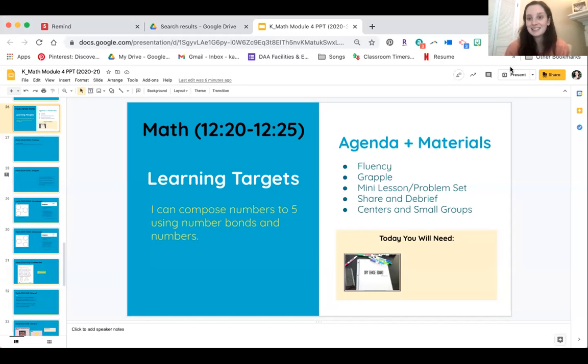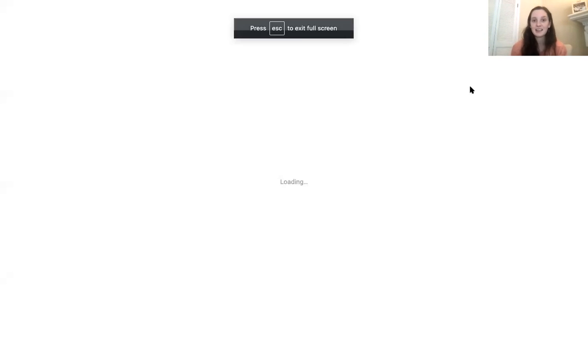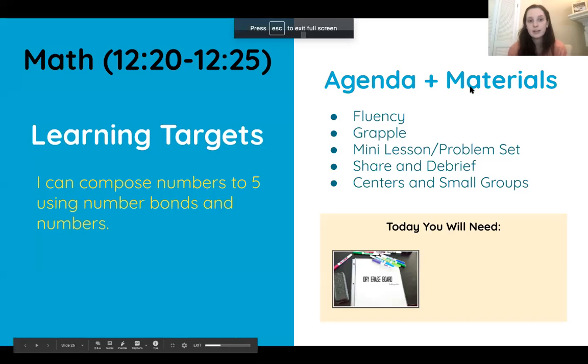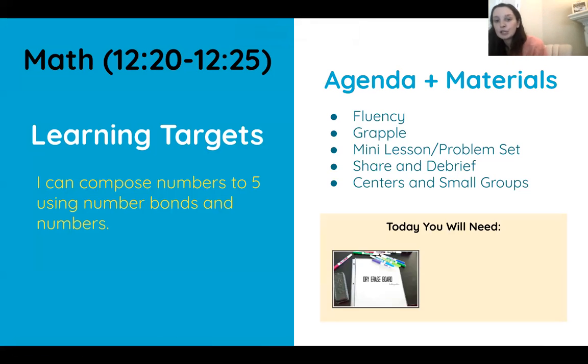Hey, kindergarten. Today's learning target says I can compose numbers to 5 using number bonds and numbers. You're going to need a whiteboard or a sheet of paper for you to draw your number bond on. And you don't need any objects today because we're going to use drawings and numbers today.